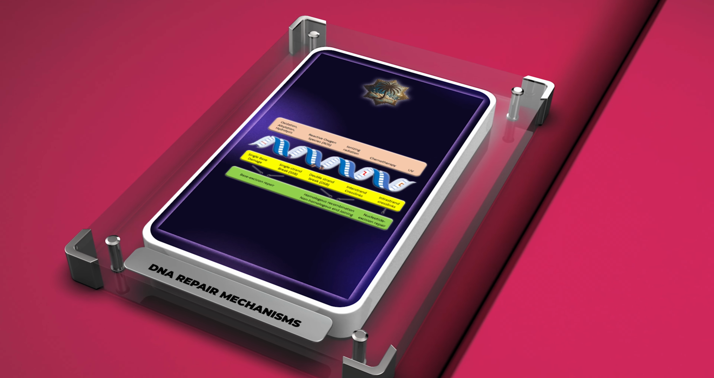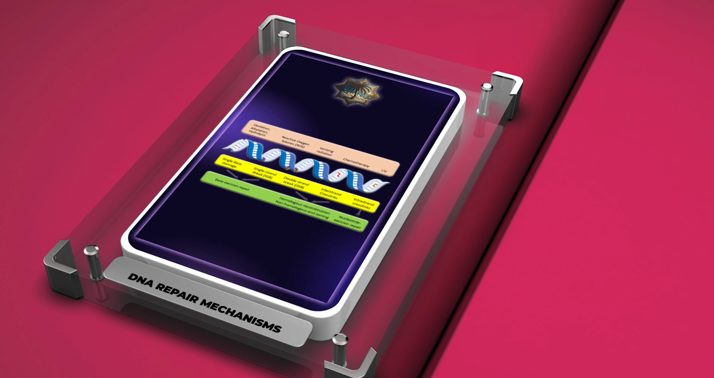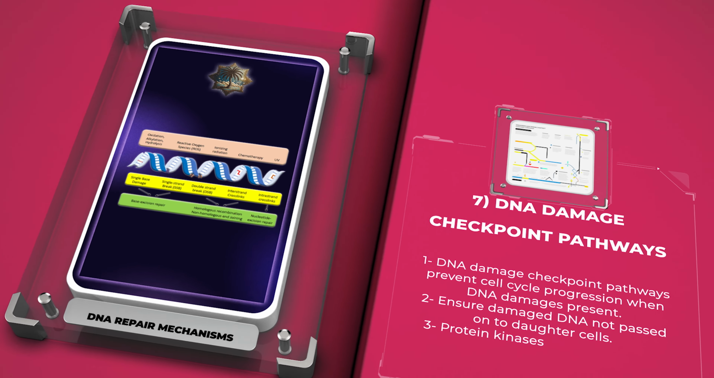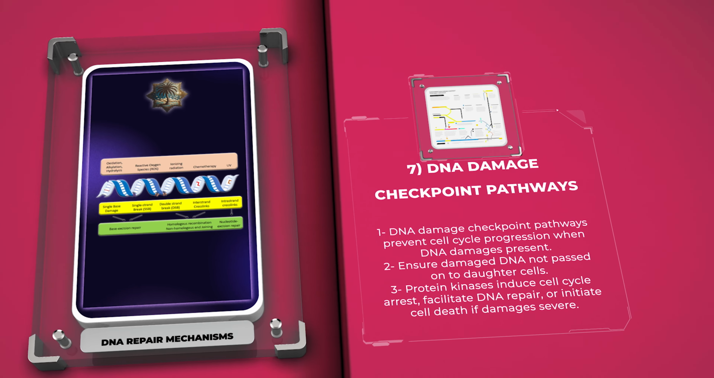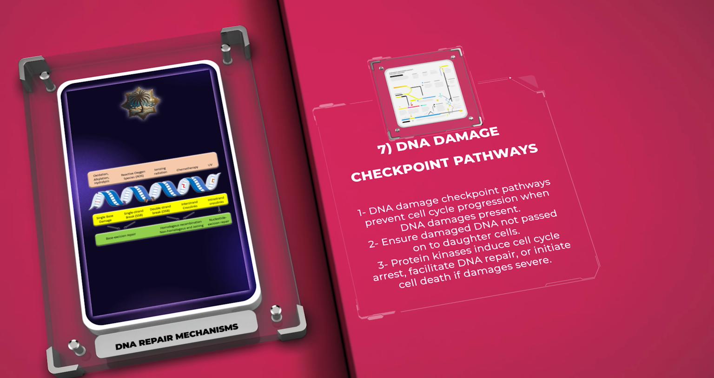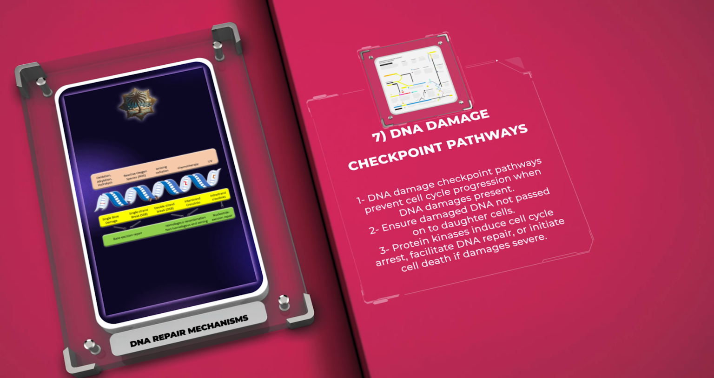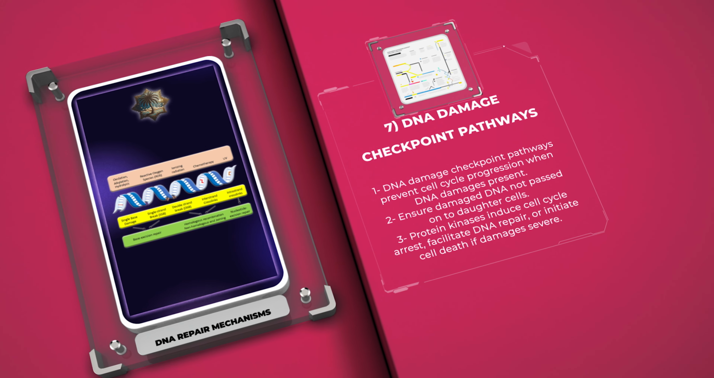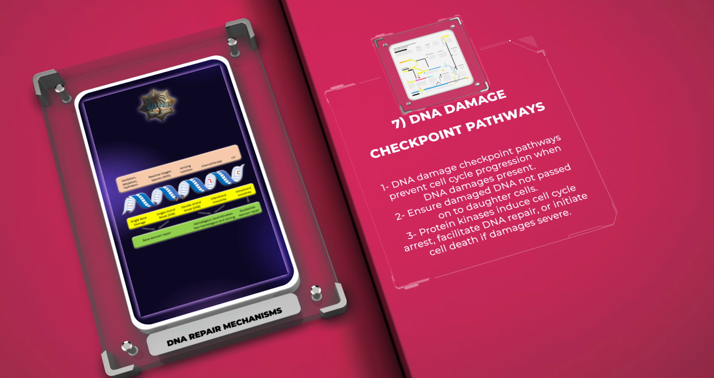In this video, we will explore the DNA damage checkpoint pathways. These pathways play a crucial role in preventing cell cycle progression when DNA damages are present. They ensure that damaged DNA is not passed on to daughter cells. Essential to these responses are protein kinases that induce cell cycle arrest, facilitate DNA repair, or initiate cell death if the damages are severe.